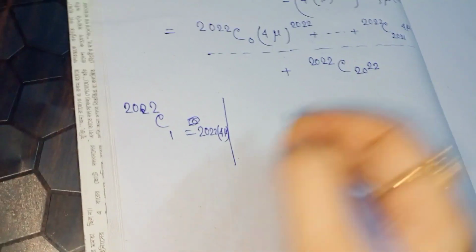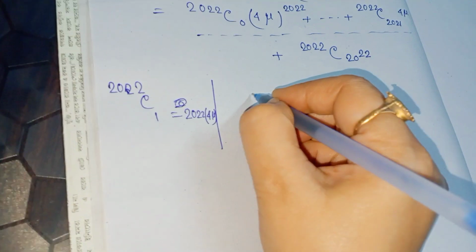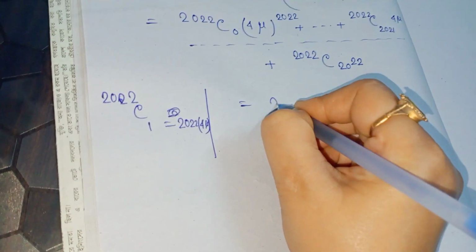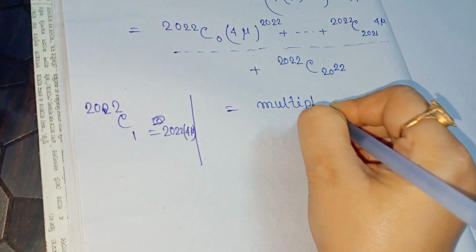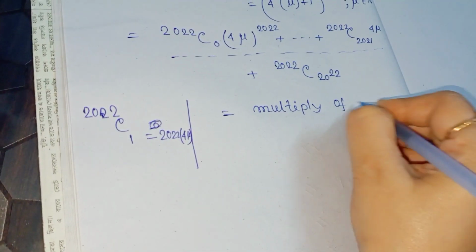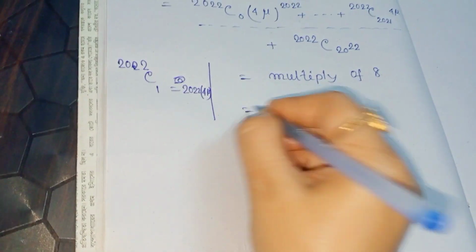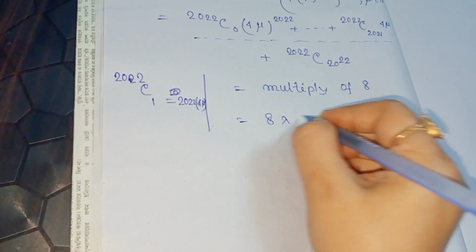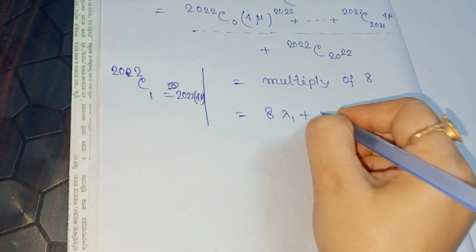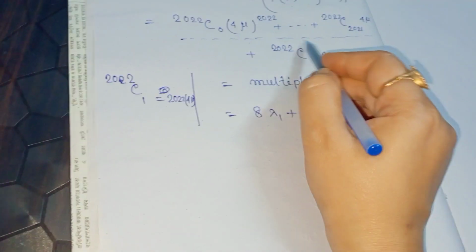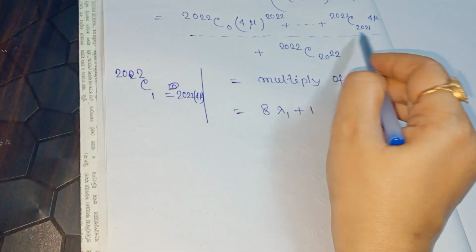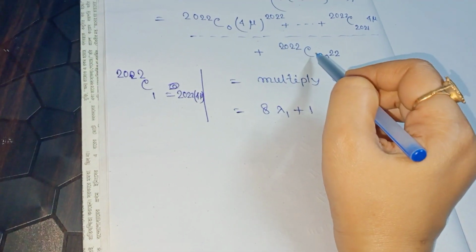So it is equal to a multiple of 8. It's called a multiple of 8, that is equal to, we may say, 4 lambda 1 plus 1, as a multiple, and this is 1, so it is a multiple of 8 plus 1.